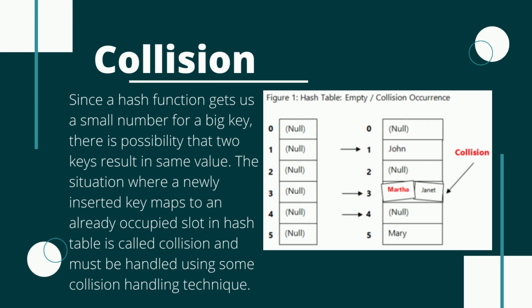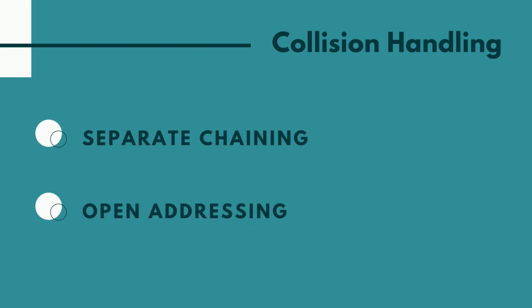What is collision? Since a hash function gives us a smaller number or string, there is a possibility that two keys result in the same value. For example, two people can have their birthday on the same day. The situation where a new key maps to an already occupied space in the hash table is called collision. To handle collision, we have two collision handling techniques: separate chaining and open addressing.